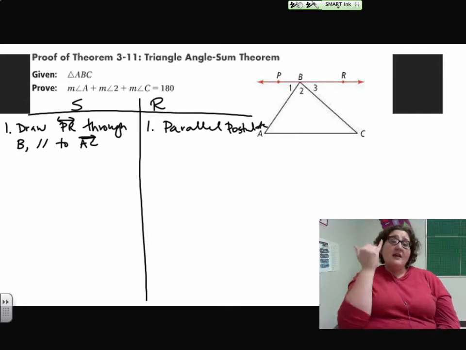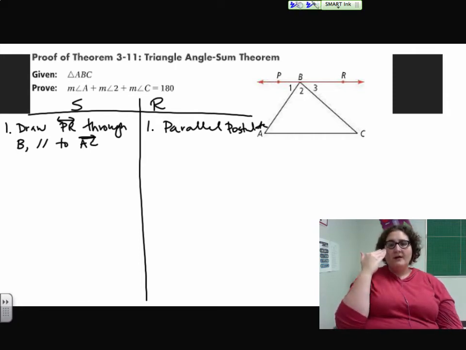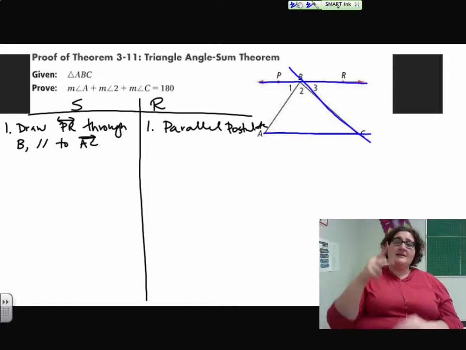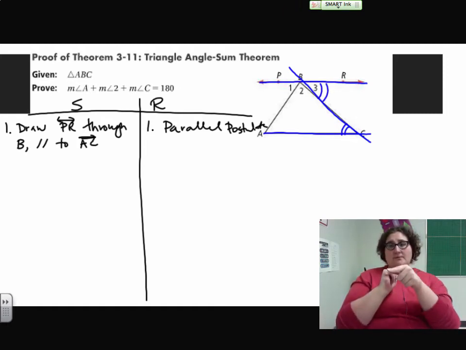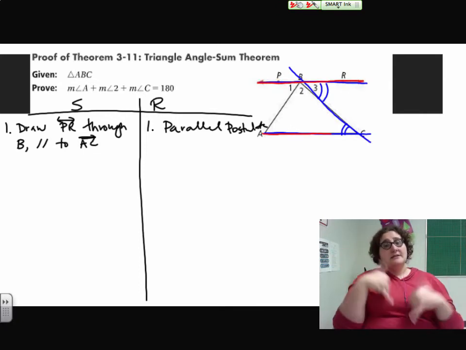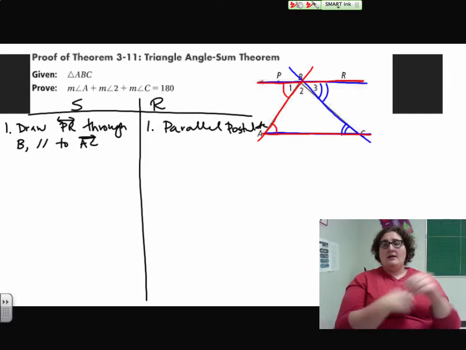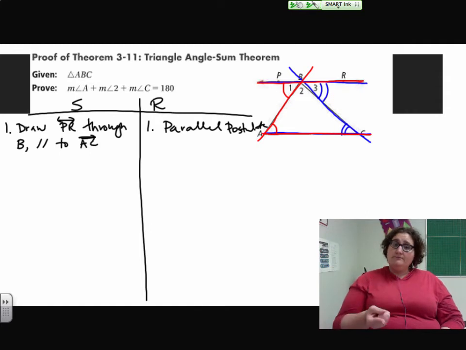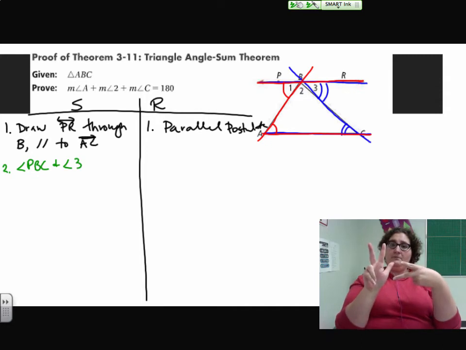Okay, so if I know that these lines are parallel to each other, that means that if this line is parallel to this line, and this is my transversal, then this angle is congruent to this angle. In that same respect, still parallel lines, but now if this is my transversal, then this angle, angle A, is going to be congruent to angle 1. And that's going to be important to our proof. So now I can say angle PBC and angle 3 are supplementary.